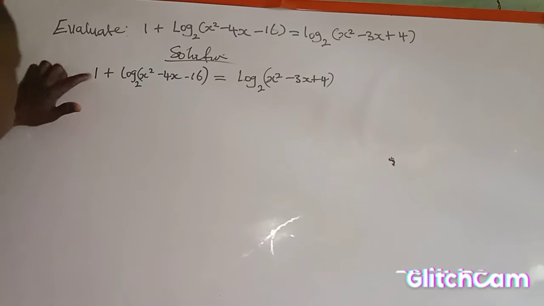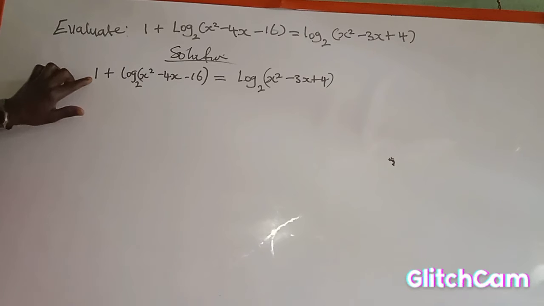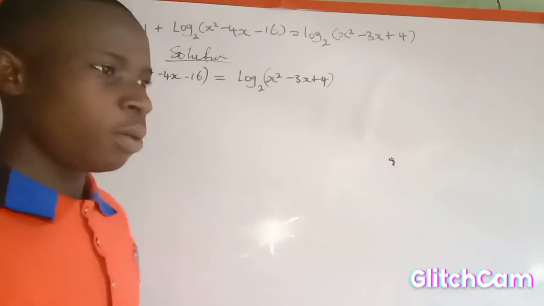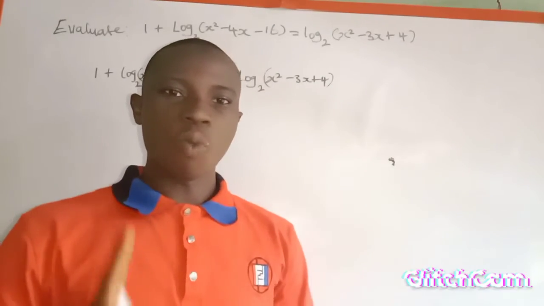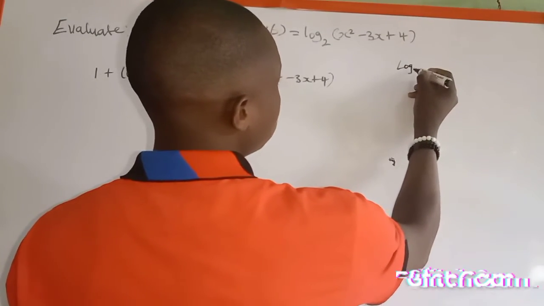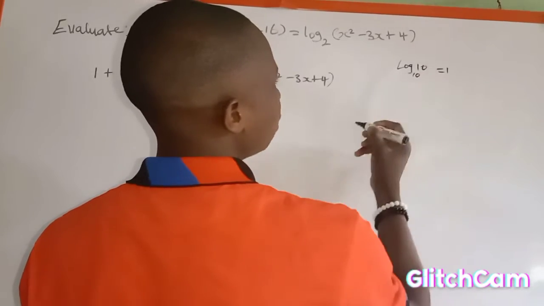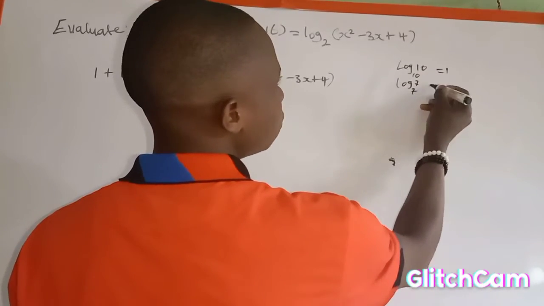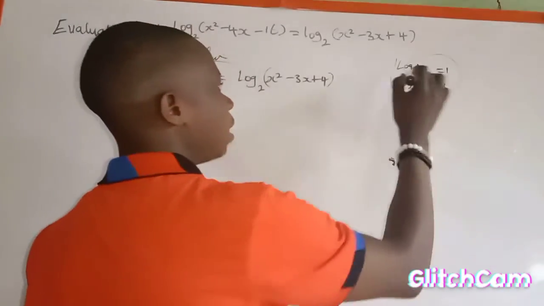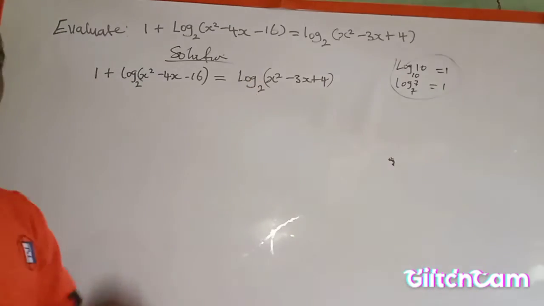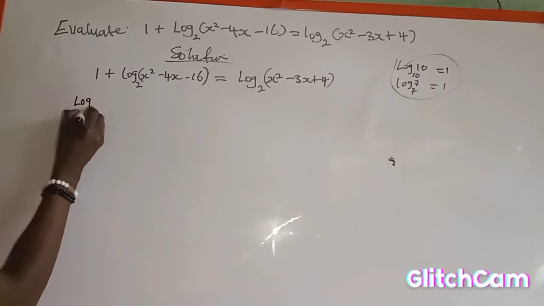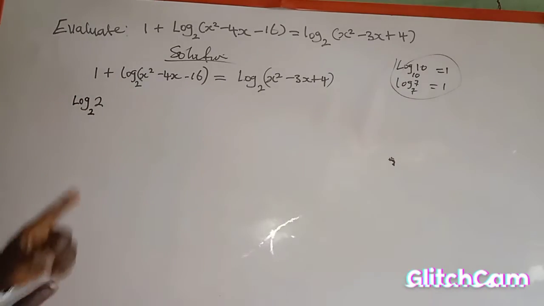So our mission now is to change this one to logarithm form before we can continue. And remember, a logarithm of a number to its base is equal to 1. What I mean is, like maybe you have log of 10 to base 10 is equal to 1. Log of 7 to base 7 is equal to 1. A logarithm of a number to its base is equal to 1. So I can say log of 2 to base 2 is equal to 1. So I'll change this one to logarithm of 2 to the base 2, which is equal to 1.